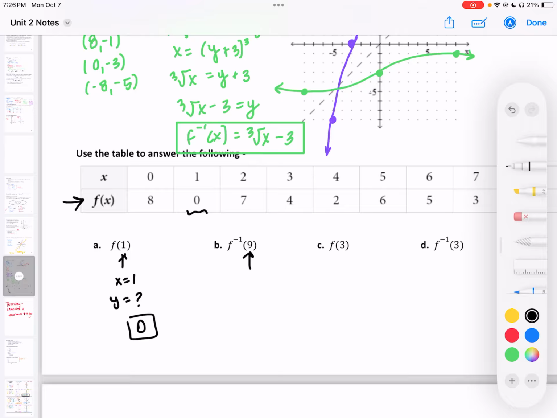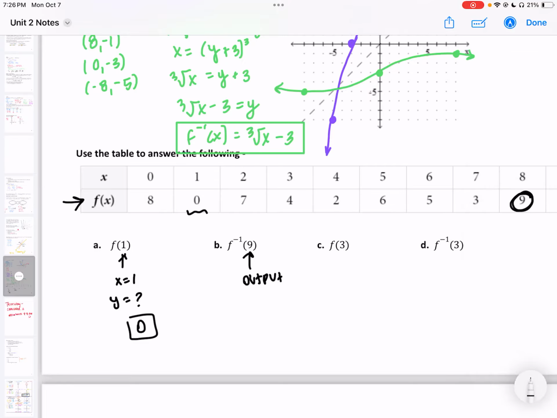Here we're saying the output of the original function was a 9, which means we're looking at this and we're getting 8 as the original input, right? But with inverses, we're saying 9 goes in, 8 comes out because x and y have flip-flopped. So in this one, we say when x is 3, we get 4. And here we're saying when the output was 4, we get a 7. So notice that they are just flip-flopping.